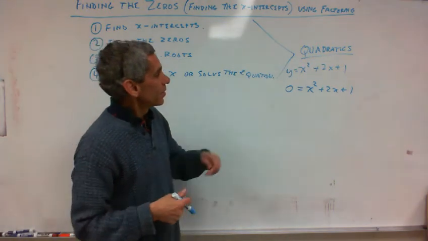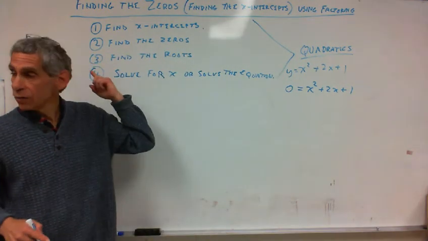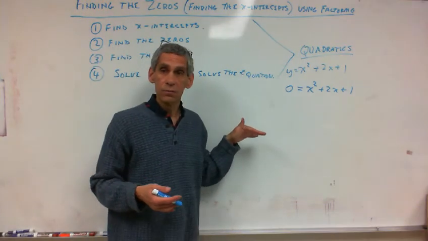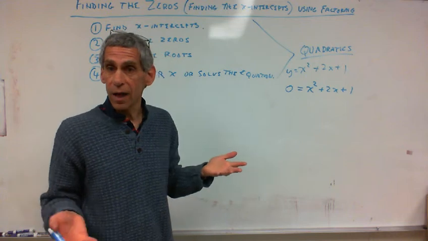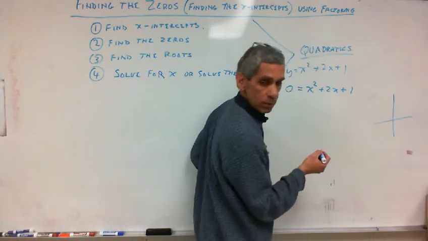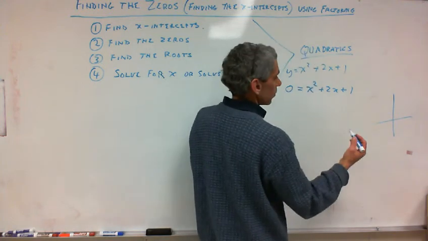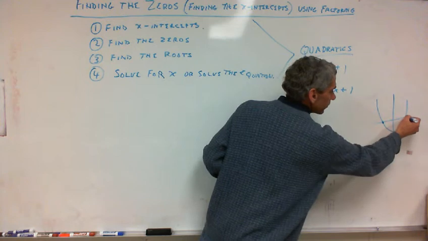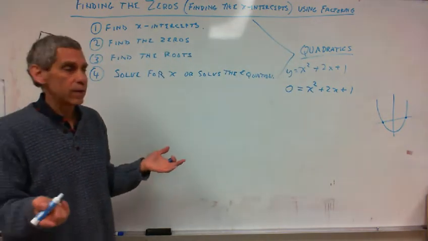Solve for x. So again, to find the zeros, you're being asked to find the x's when y is 0, and that would give you the x-intercepts. That's the only possible place. When y is 0, I'm on my x-axis. So that is my x-intercept.